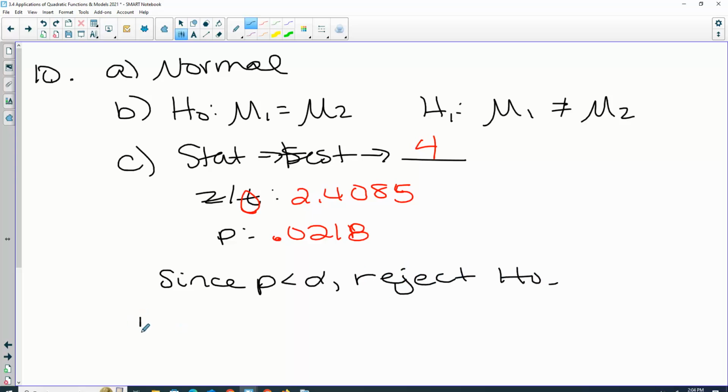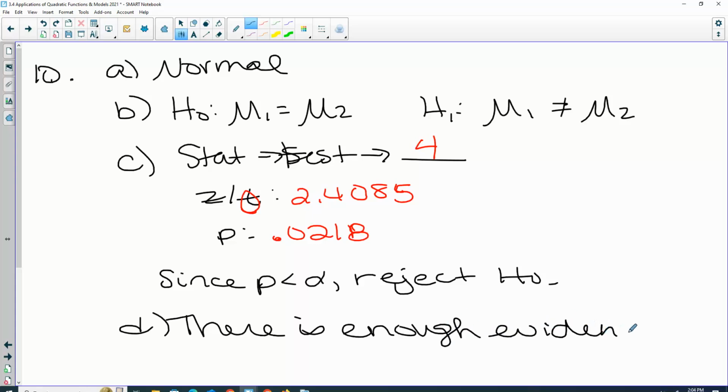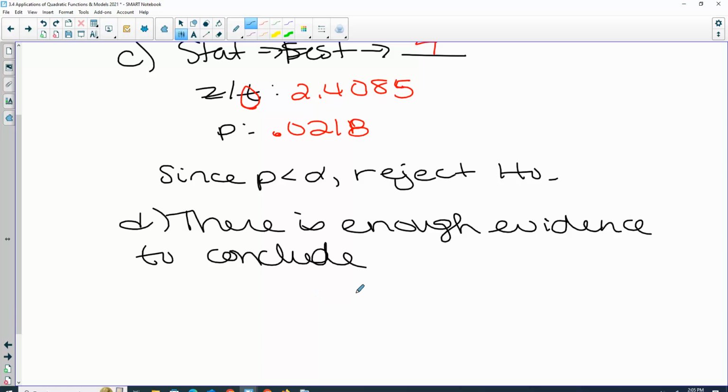Then part D, I asked you to write a sentence explaining that. So we reject, that means there is enough evidence. You could say just the means are different, or you could actually use the information from the problem. There is a difference in comprehension.